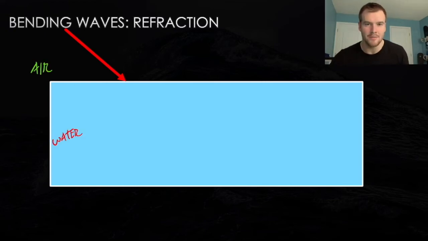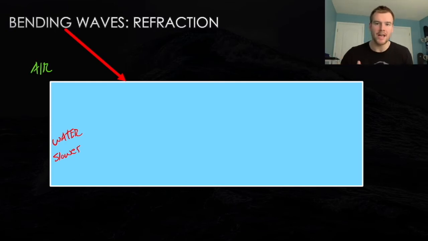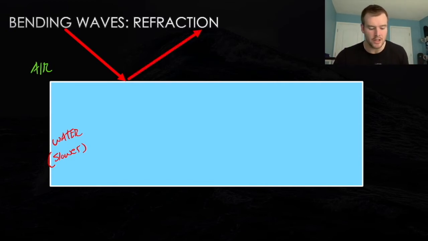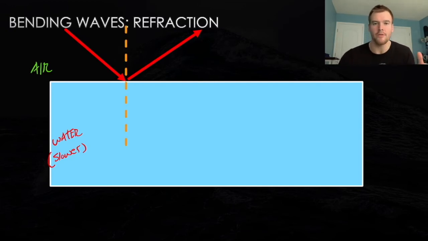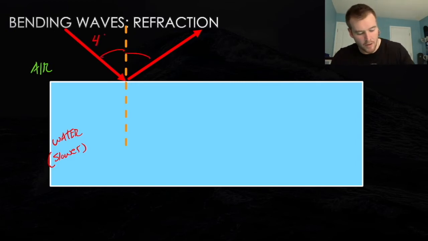And the light is gonna be traveling slower in the water. So if it's coming in at an angle, this is gonna cause it to change the direction that it's heading in. Now first, it's important to note that when it changes mediums, it's also going to reflect. So I'm just gonna draw that first. It's gonna reflect off the top of the water, just like we saw from the last slide, with the angle of incidence being equal to the angle of reflection.